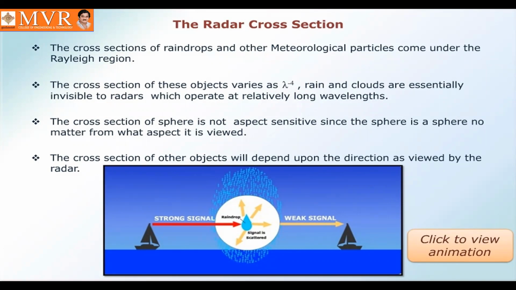The cross section of these objects varies as lambda to the power of 4. The rains or clouds are essentially invisible to a radar which operates at a relatively long wavelength. The cross section of other objects will depend upon the direction as viewed by the radar.